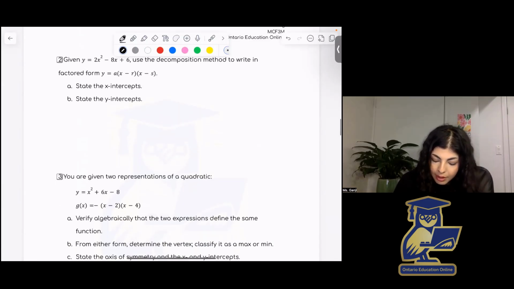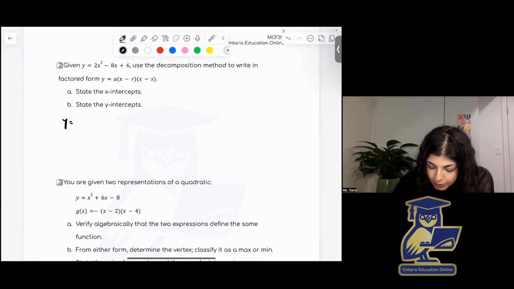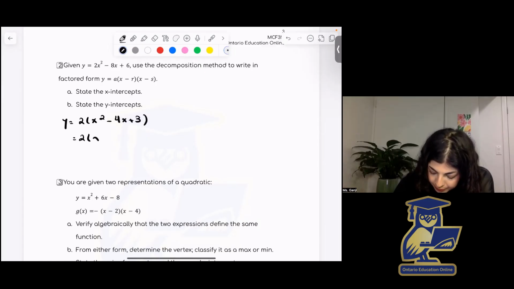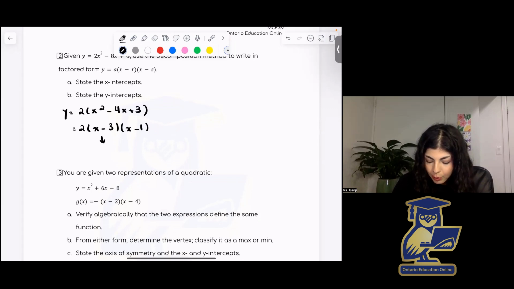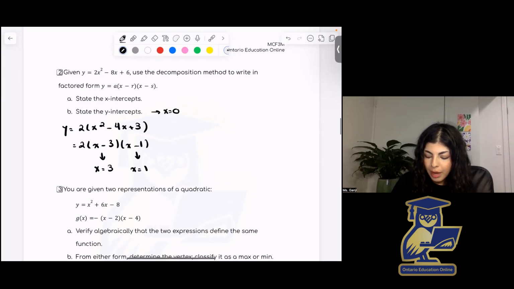And right away, I hope you see that we can factor out that 2. And now this can be written as such in factored form. So my x-intercepts are going to be x is 3 and x is 1. And my y-intercept we get from when x is 0. And if you set x to 0, you get y is equal to 6. So that's your x and y intercept.